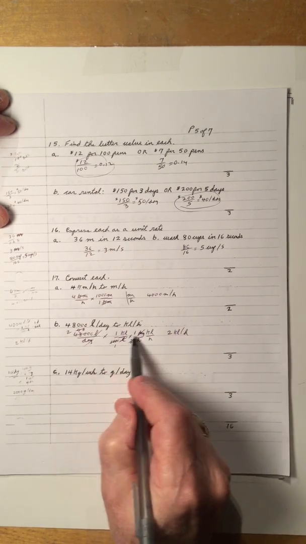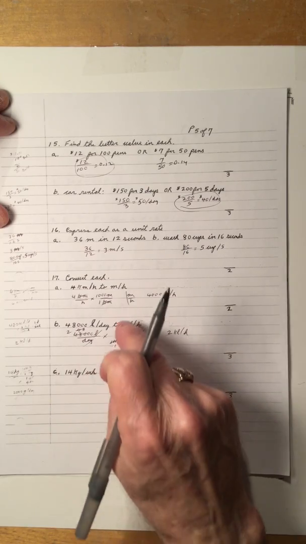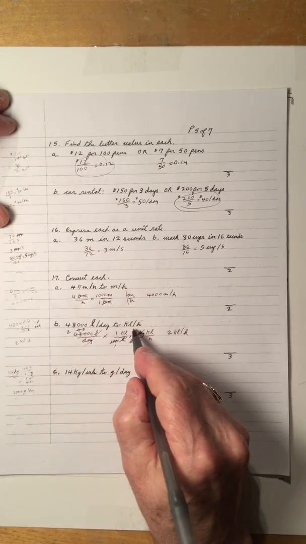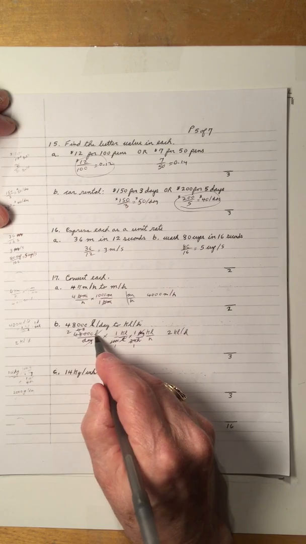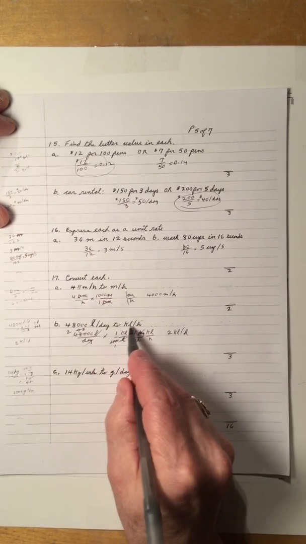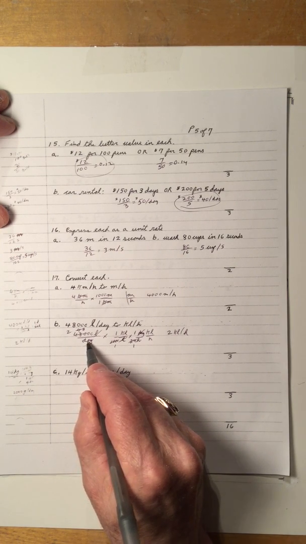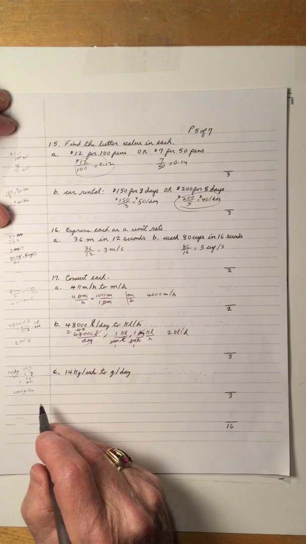Notice what you're going to has to remain, and you have to cancel out what you're going from. The liters are gone, so the liters have to go on the bottom, and kiloliters have to go on top. The days are not over here, so the days have to cancel. If the days is on the bottom here, it has to go on the top when you're multiplying by that ratio.